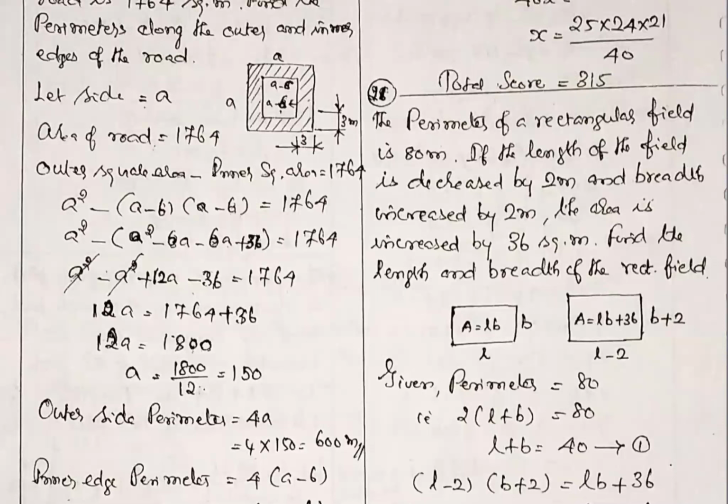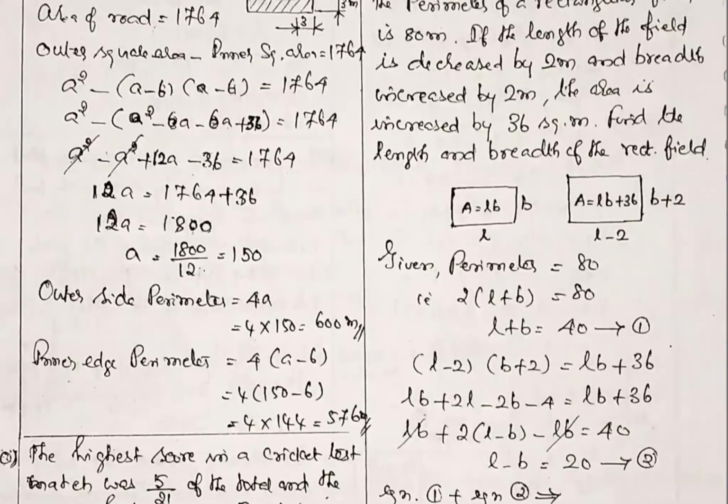Form the equation. The perimeter of the rectangular field is 80 meter. Perimeter is equal to 80. Perimeter formula: 2 into (L plus B) is equal to 80, or L plus B is equal to 40. That is equation 1. L plus B is equal to 40. So one more equation is required.